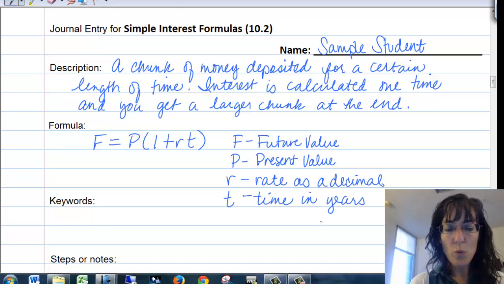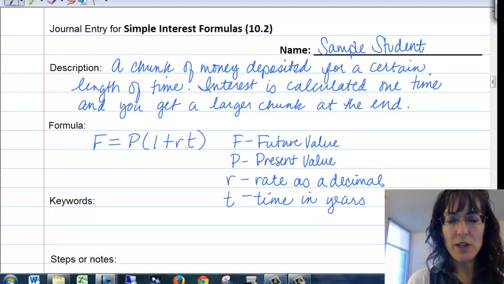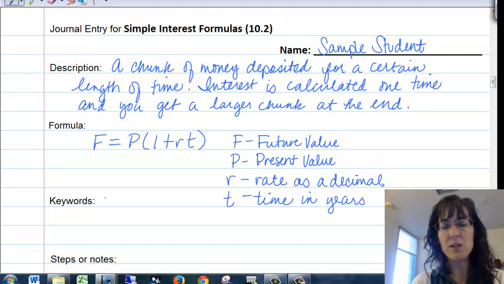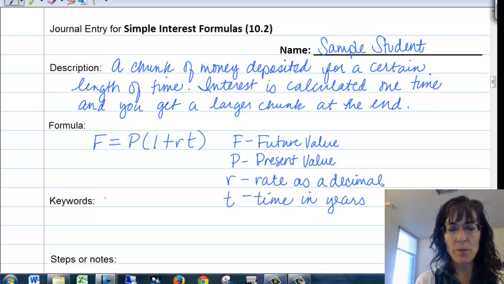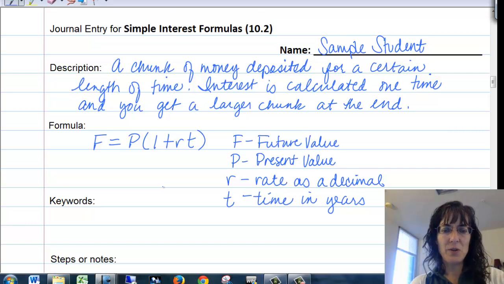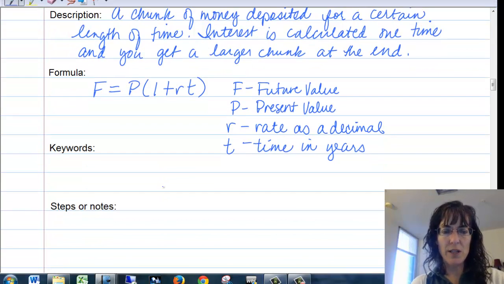Okay, so when we have problems like this, we need to know 3 of the 4 variables so we can solve for the other variable. And you might notice that this formula is very similar to our percent increase formula. So it's a very similar kind of concept.